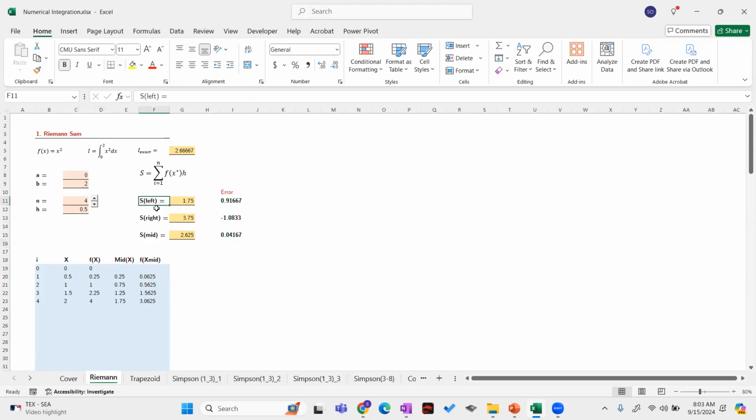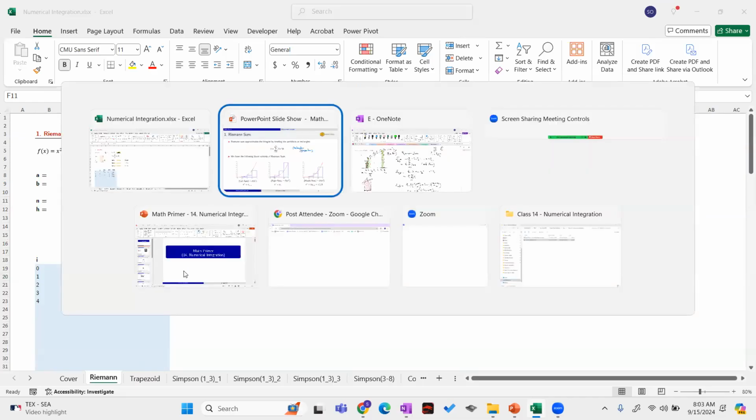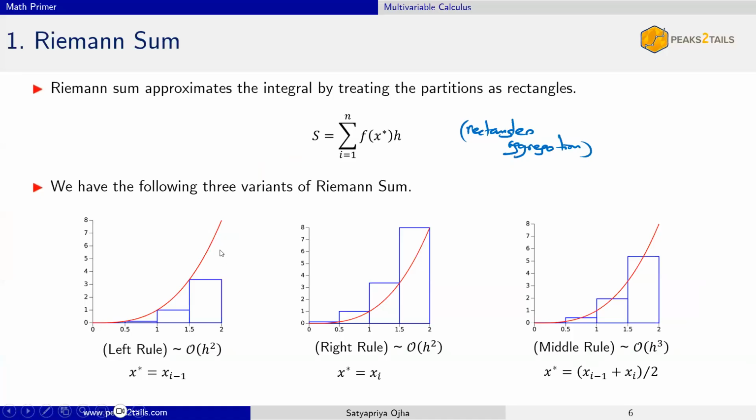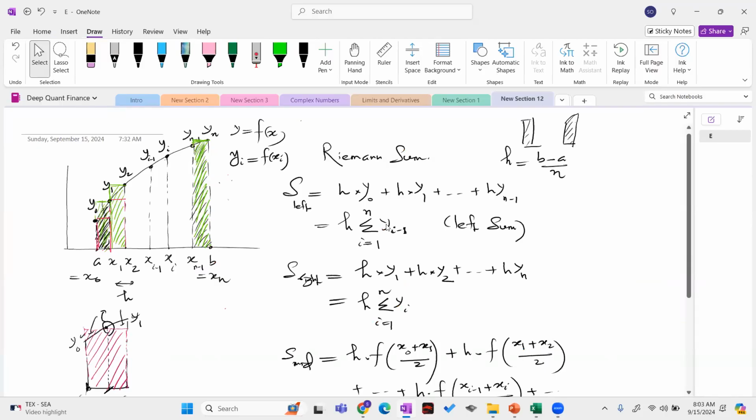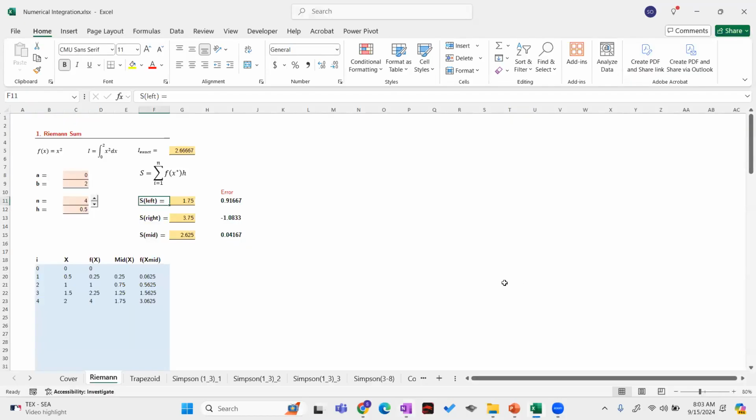Okay. So to do the left sum, I will need to add all the y i minus 1. Okay, so let's go back. What I've done here is evaluated the f of x at each of these x values. F of x is nothing but x square. So at x0, the height is 0. At x equal to 0.5, it is 0.25. It's just square.